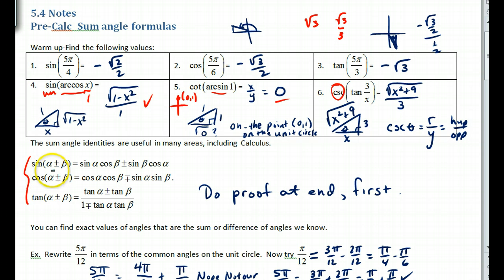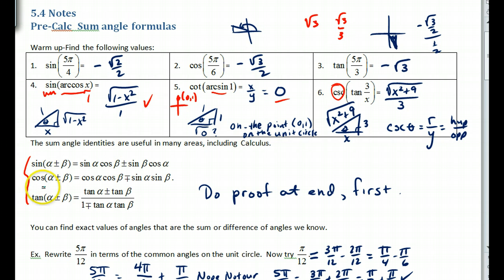And what we have is sine of alpha plus beta. What we can split that up into is sine alpha times cosine beta plus or minus sine beta times cosine alpha. Notice that the plus or minus is here and the plus or minus is here. Pluses and minuses stay the same, but on my functions, sine and cosine are different. So one thing stays the same, the functions change.